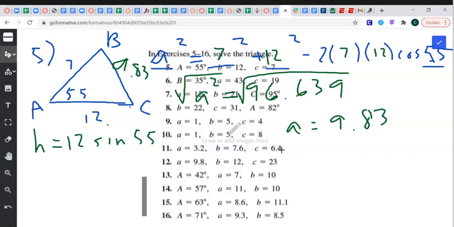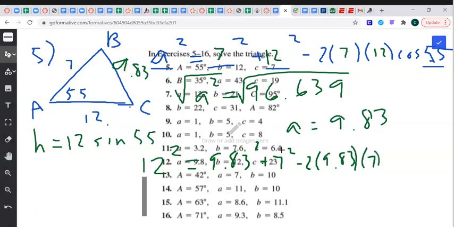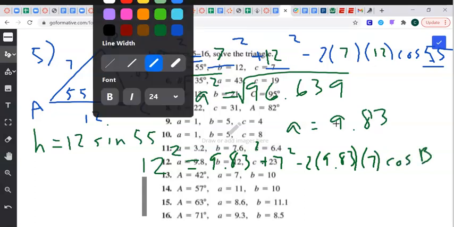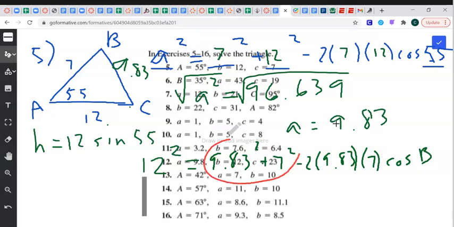In fact, we have enough information probably to find angle B, so we can do 12 squared equals 9.83 squared plus 7 squared minus 2 times 9.83 times 7 cosine of angle B. And so this is the one where we're going to subtract this chunk of information, then we're going to divide by this chunk of information, and then we're going to invert the cosine. So I bet we get an angle that's close.